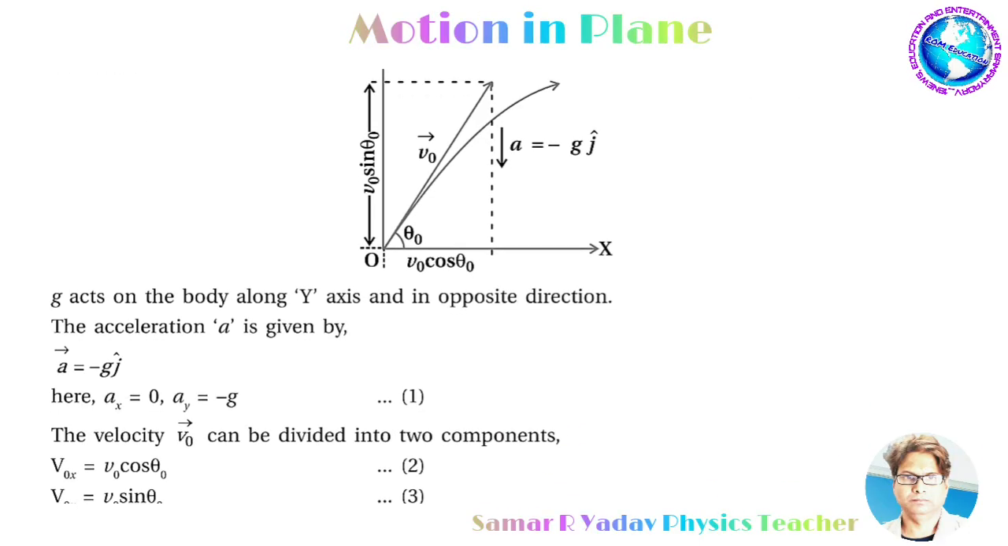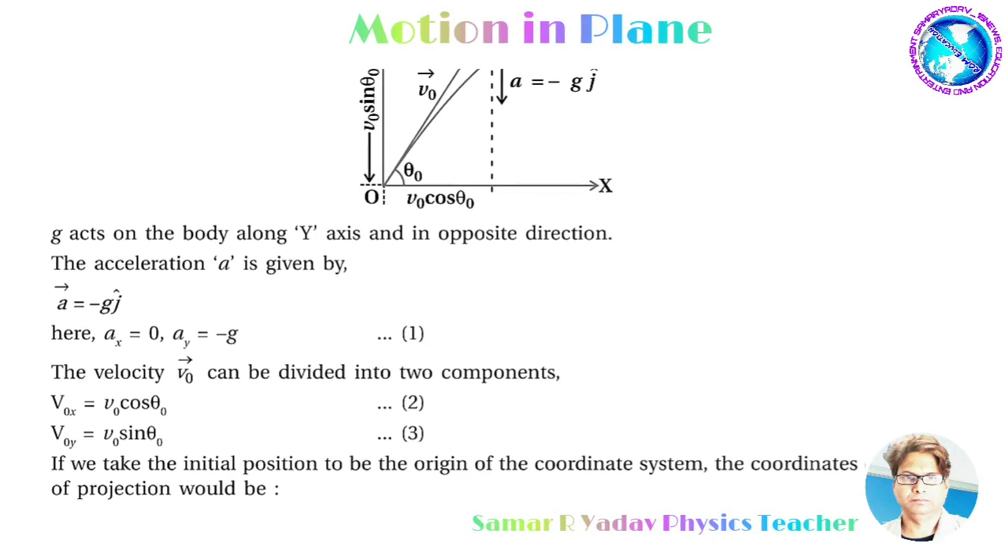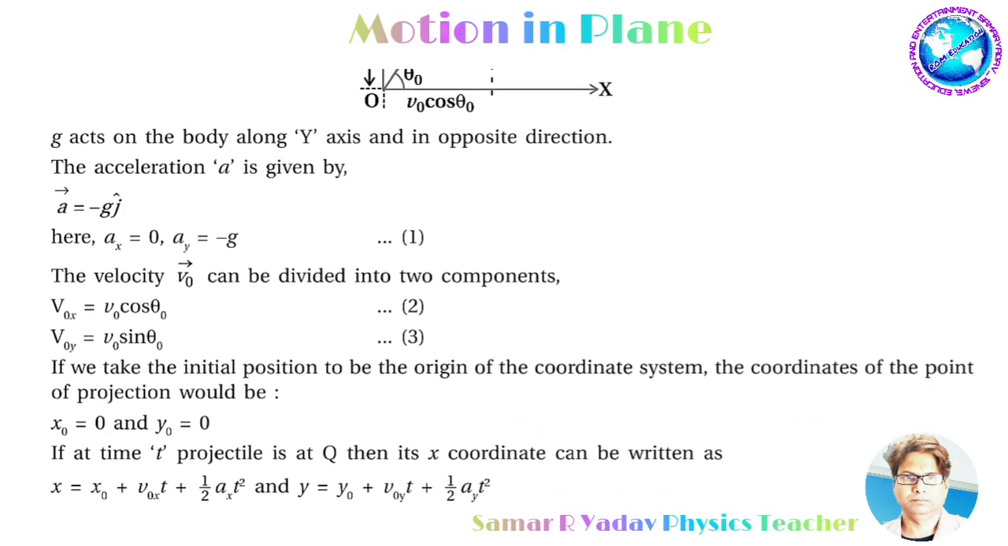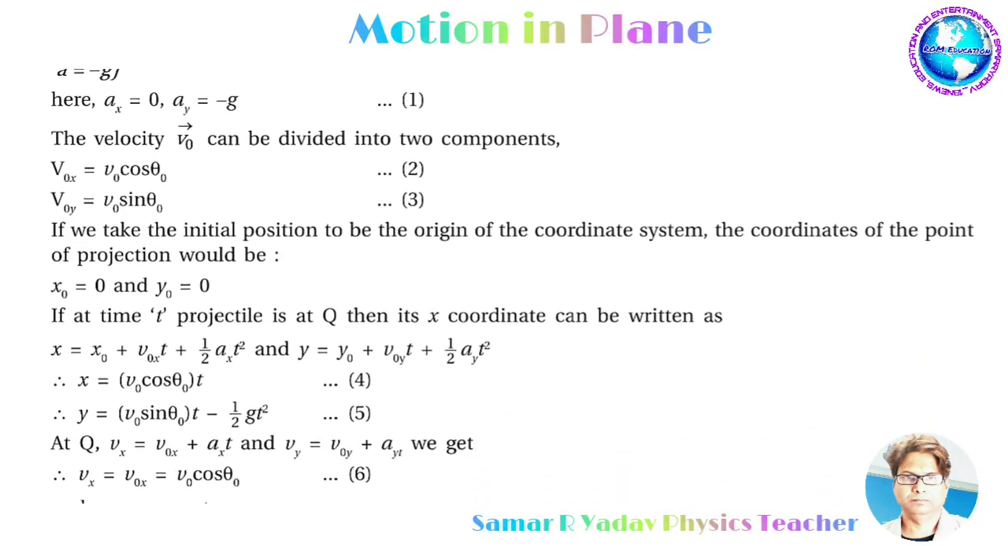The velocity vector V0 can be divided into two components. V0x is equal to V0 cos theta 0 equation 2, and V0y is equal to V0 sin theta 0 equation number 3. You can see in figure. If we take the initial position to be the origin of the coordinate system, the coordinates of the point of projection would be x0 is equal to 0 and y0 is equal to 0.